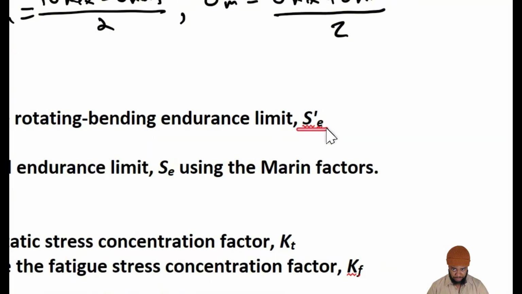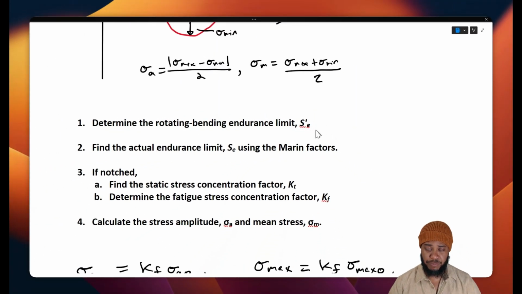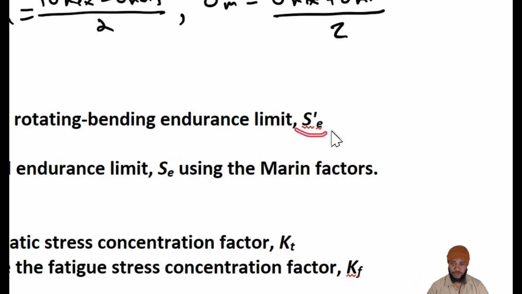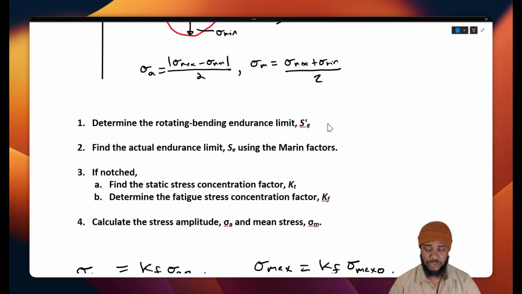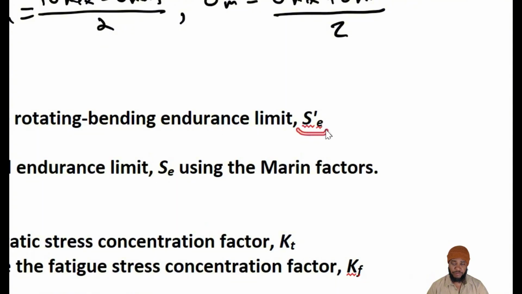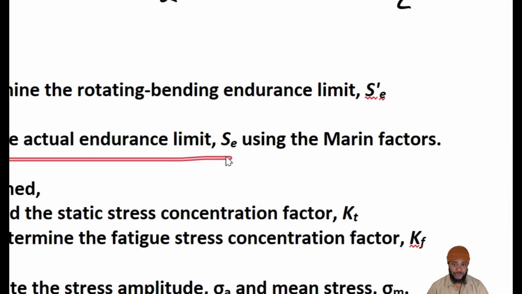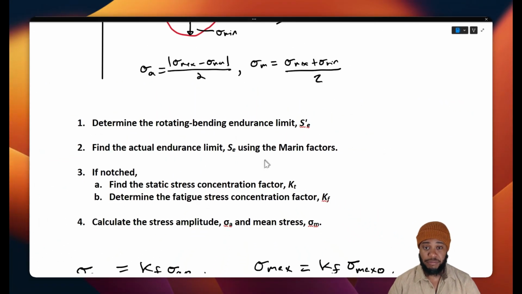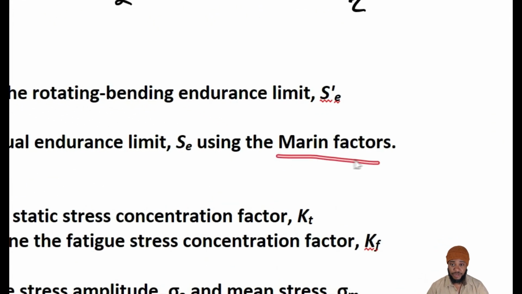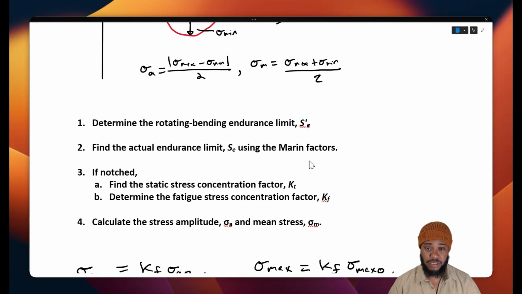We can use the relationship with the ultimate tensile strength, where it's 50% of the ultimate tensile strength below a certain threshold. Or if the material is in our tables, we could search for this endurance limit from our tables. The next step is to find the actual endurance limit specific to our problem. And that's where we need to introduce endurance limit modification factors called Marin factors to correct for things like the size of our object, the temperature that it's at, its surface finish, and so on.